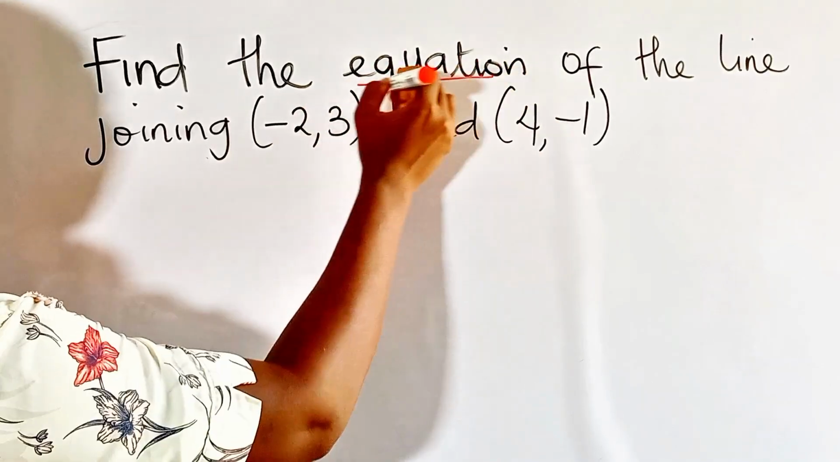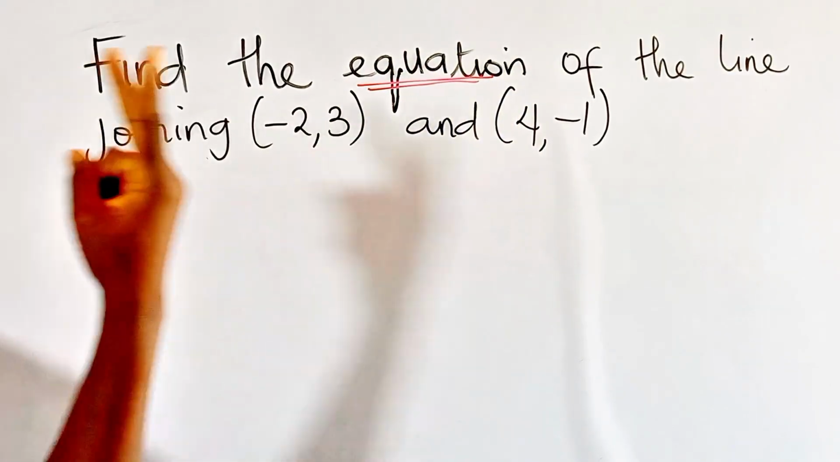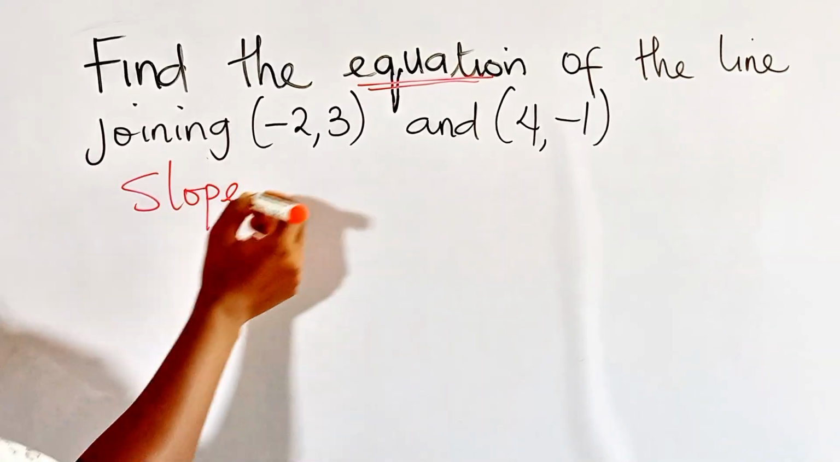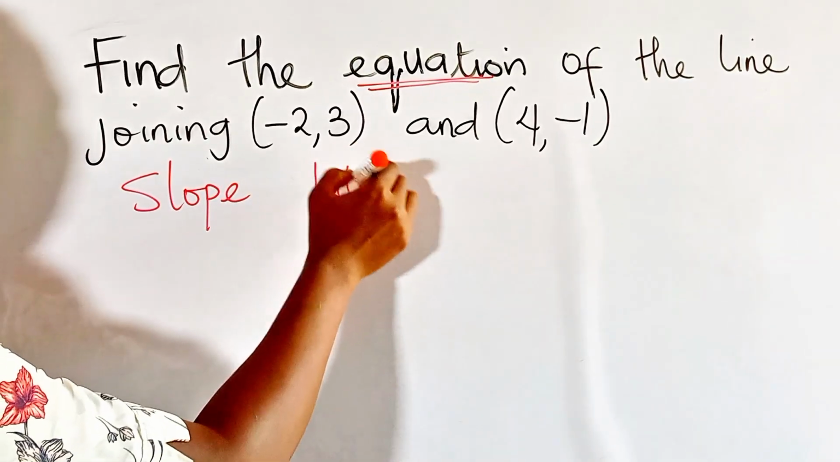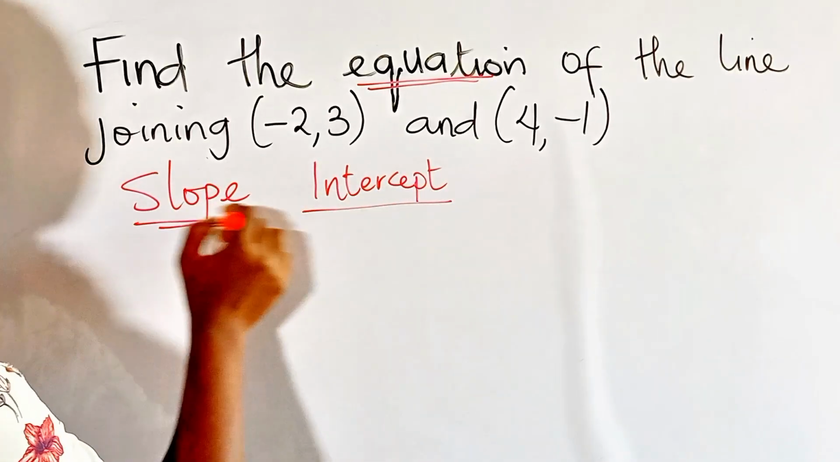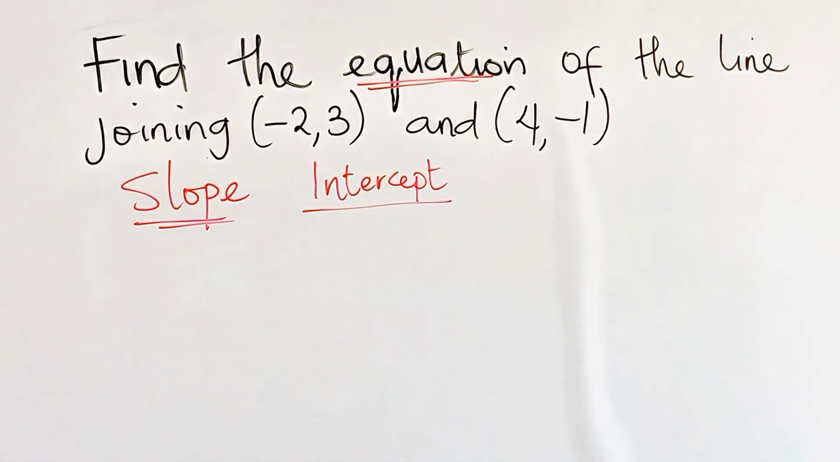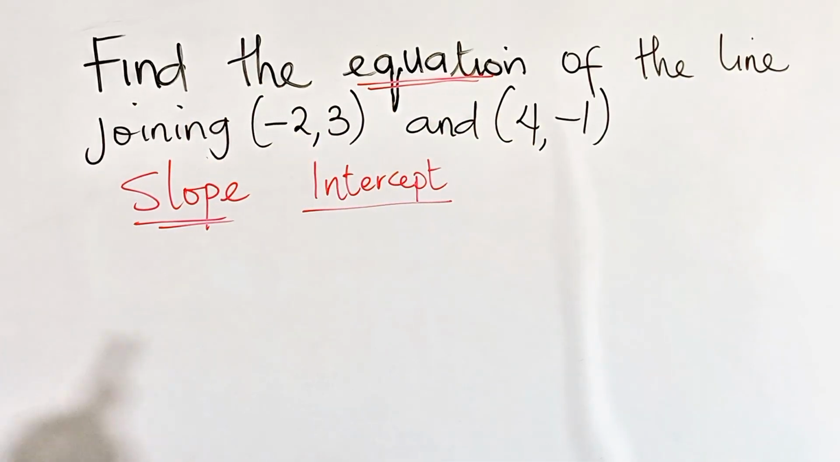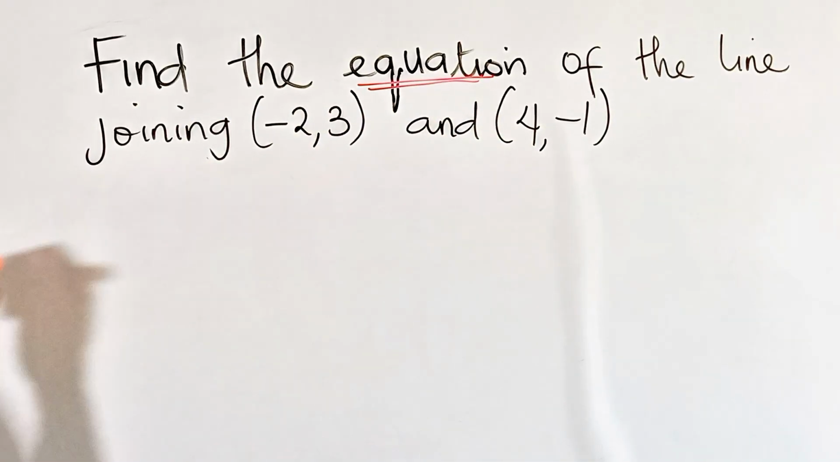To build an equation of a line, you need just two ingredients. First is the slope. Then you need where the line starts from, the intercept. Once you know these two, the equation practically writes itself. So to begin to solve this problem, let's find the slope using this formula.